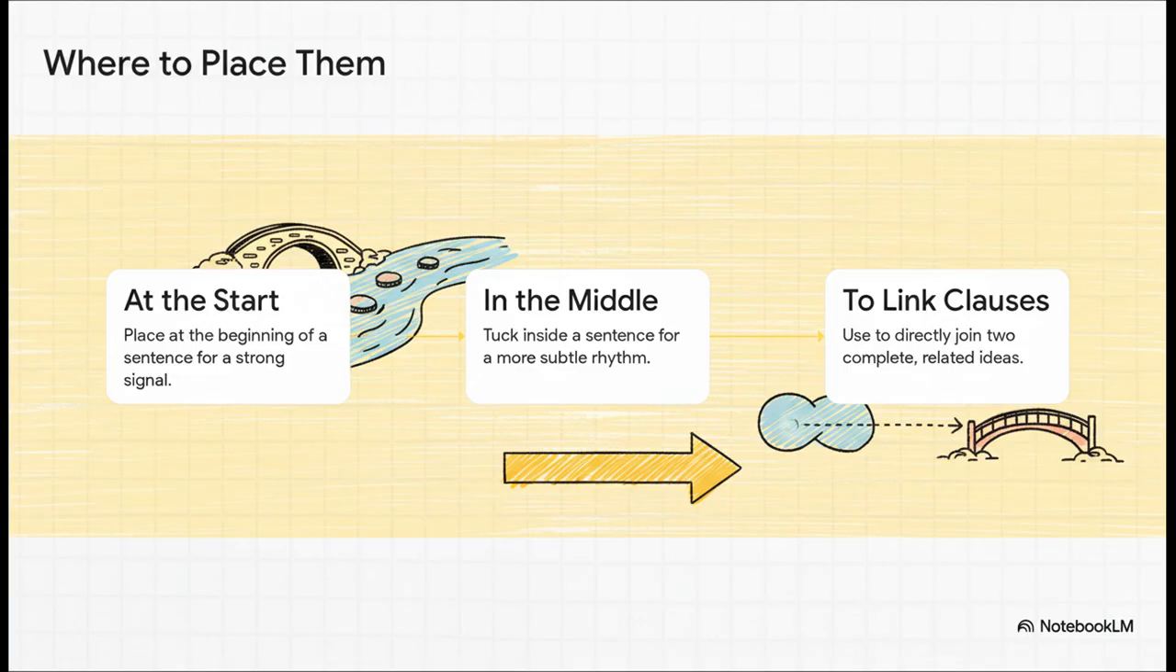You can put one right at the start of a sentence for a big, bold signal. You can tuck it into the middle to create a more subtle, natural rhythm. Or you can use it to directly connect two closely related ideas.